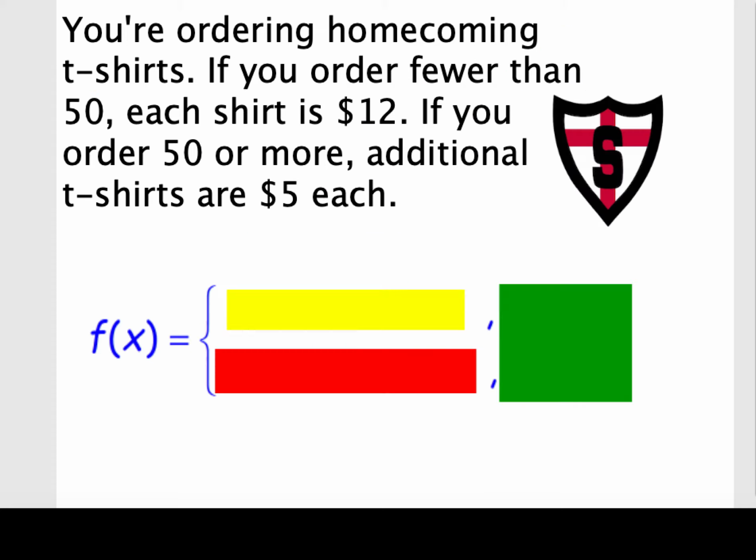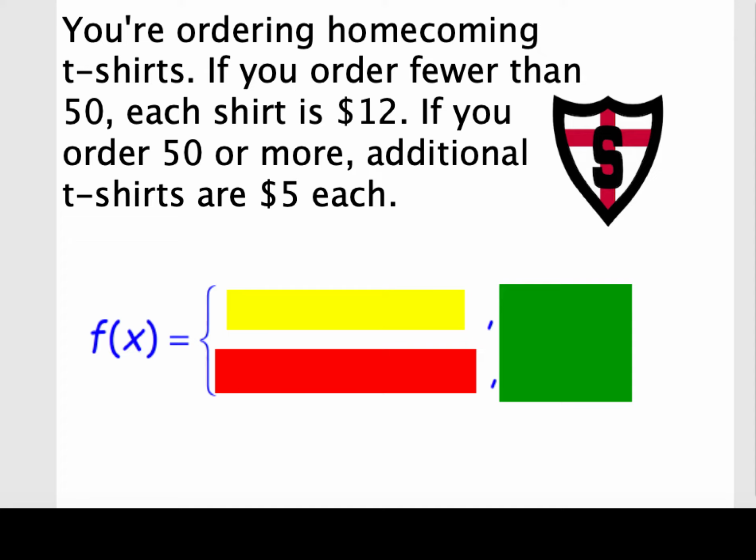Now we can work the problem backwards as well. What if we had a problem like this? You're ordering some homecoming t-shirts. If you order fewer than 50, you'll pay 12 bucks each. But if you order 50 or more shirts, be very specific, 50 or more, the additional t-shirts will only be $5.